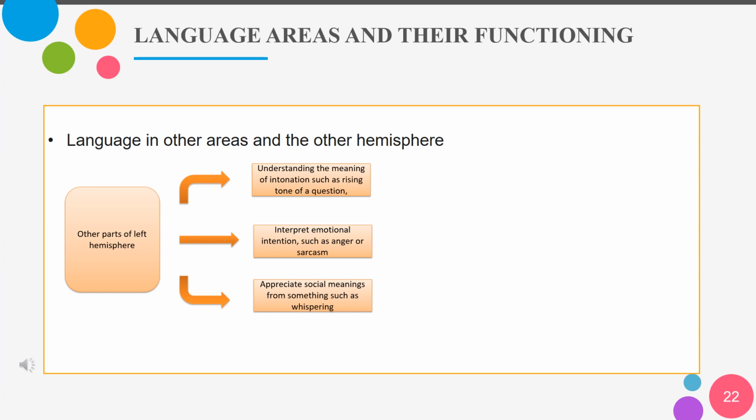Even though most language processes occur in Broca's area, Wernicke's area, and the angular gyrus, there are some parts of the left hemisphere which are also involved in language processing, and it is varied, starting from understanding the meaning of intonation such as a rising tone for a question, interpreting emotional intentions such as anger or sarcasm, and appreciating social meanings from something such as whispering. The cerebellum and basal ganglia are also concerned, as subcortical nuclear systems for the regulation of motor function.